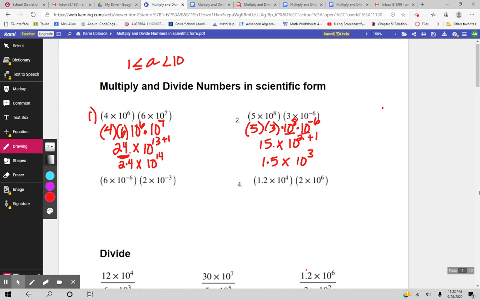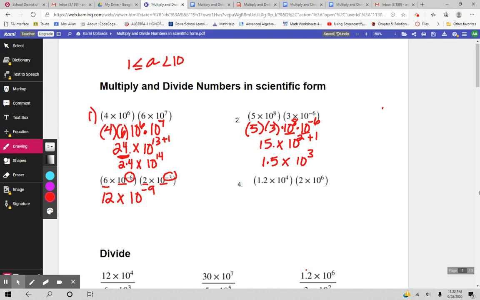All right, let's look at the next one. So I'm not going to rearrange anything. I'm just going to go ahead and show you what I'm multiplying. I'm multiplying 6 times 2. That's 12. And I'm going to keep the same base 10 because I have base 10 here, base 10 here. And I'm just going to add -6 plus -3 gives me -9.